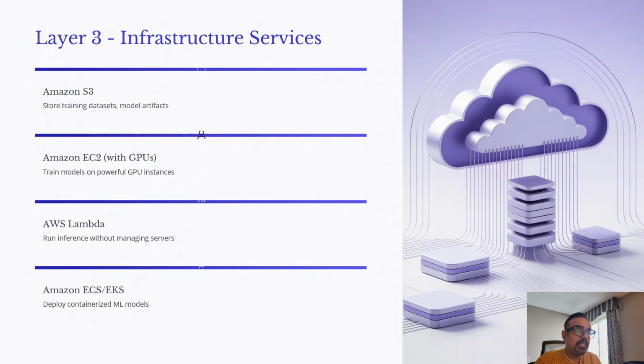Now, Amazon ECS and EKS deploy containerized machine learning models. Package your models in Docker containers and deploy them on managed Kubernetes or AWS native container orchestration, that is ECS. This gives you fine-grained control over scaling, networking, and resource allocation.